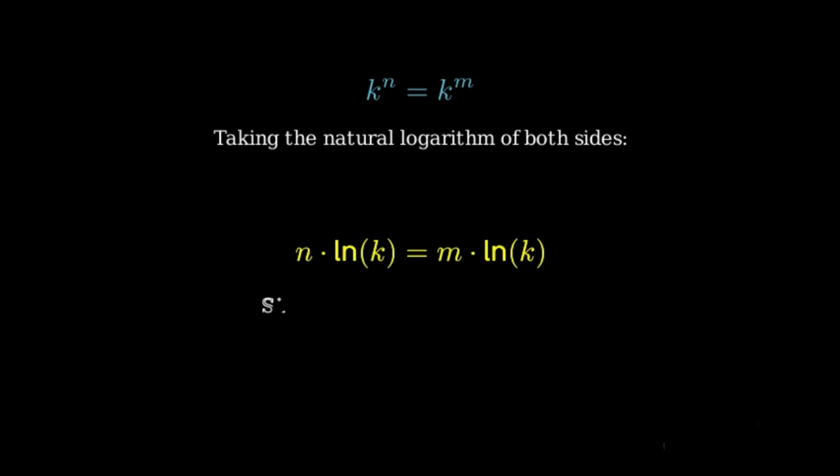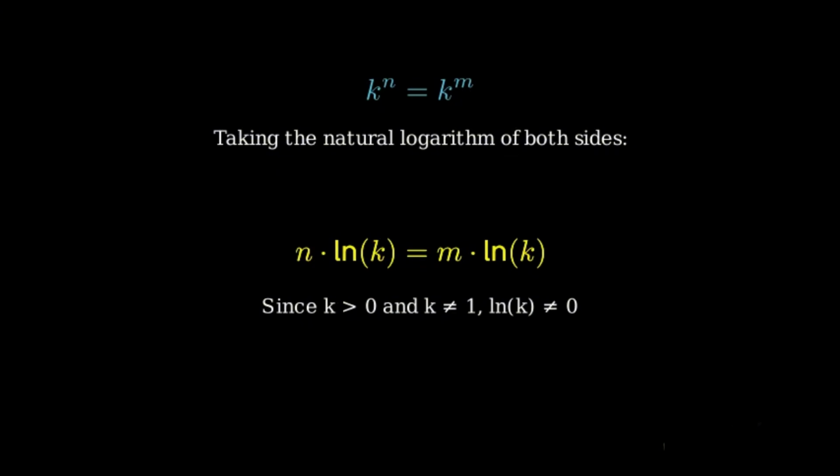Now, this is where our constraints on k become crucial. Since k is greater than 0 and not equal to 1, we can guarantee that the natural log of k is not equal to 0. For k equals 1, the natural log would be 0, making our next step invalid. And for k less than or equal to 0, the natural log isn't even defined in the real number system.